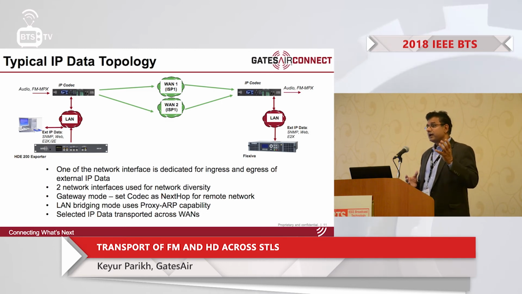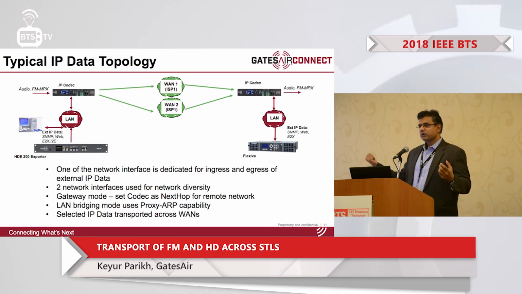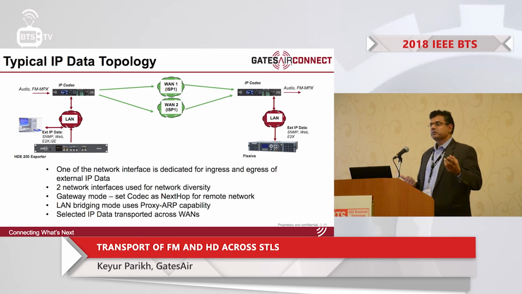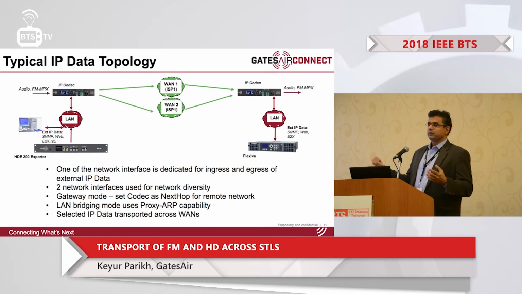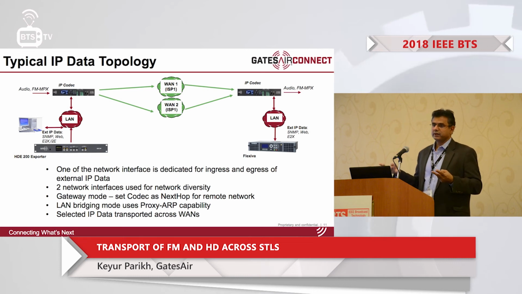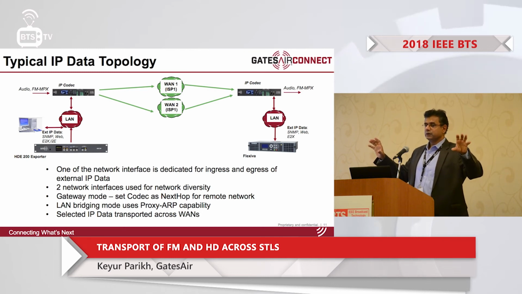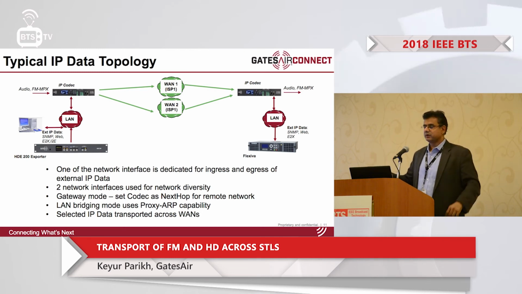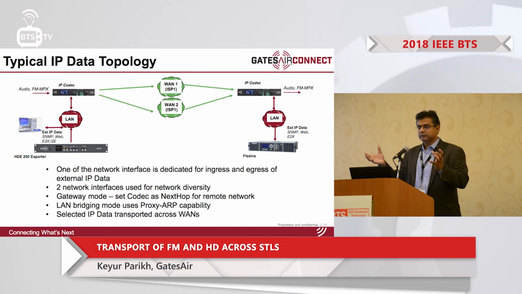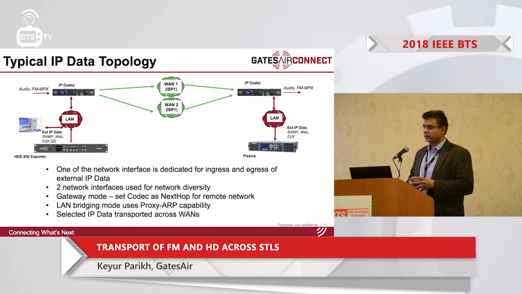Those packets arrive at the near-end codec, either because the codec is configured as the default gateway for those remote destinations, or the proxy ARP capability is enabled for those remote destinations. So we support both modes, right? We support gateway mode. Essentially, that's like a routed mode where we provide a bridge between the two networks. Your studio LAN is a separate network, then your transmitter LAN, separated by a public network.